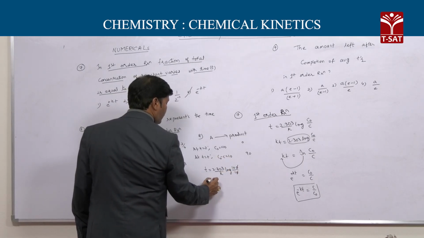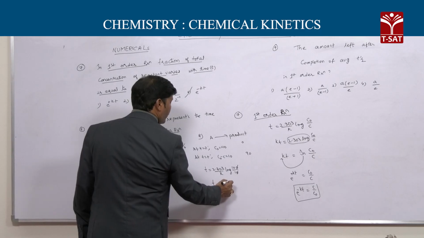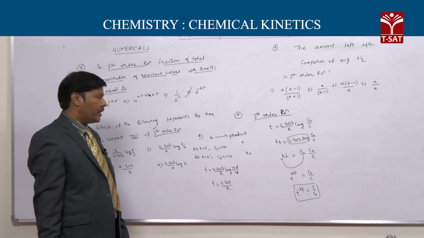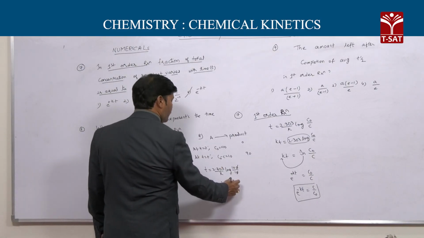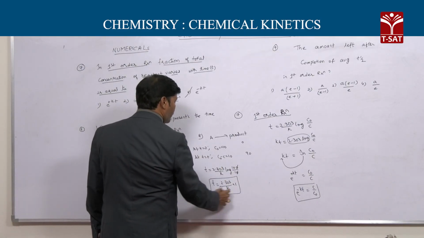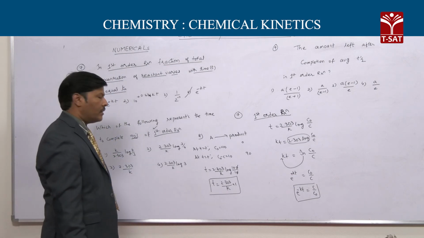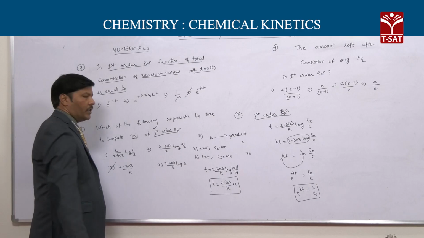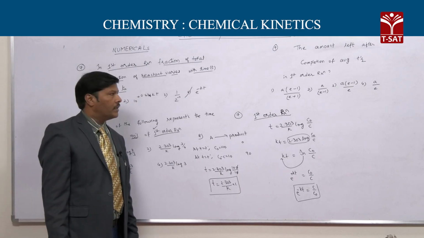So the 0 gets cancelled. So T is equal to 2.303 divided by K into log 10, which is 1. So therefore T is equal to 2.303 divided by K is the answer. So 2.303 divided by K means obviously we can go for the third option. So the third option is correct.